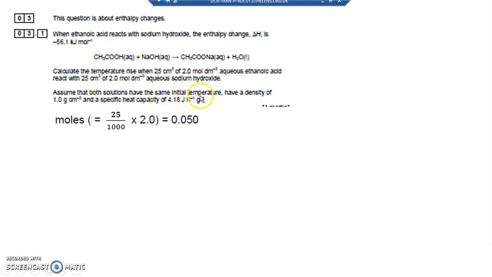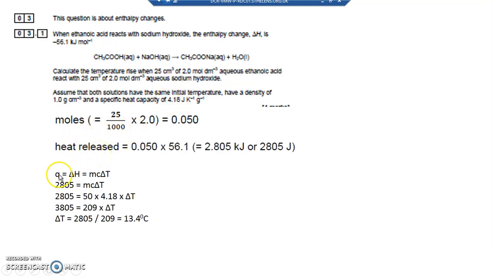Assume that both solutions have the same initial temperature, and have a density and this specific heat capacity. So what have I got? Specific heat capacity, it must mean that I'm using Q equals delta H equals MC delta T. I must be doing that because that's the only one with specific heat capacity C in. So first of all, what am I going to find out? I need to find Q or delta H for this reaction.